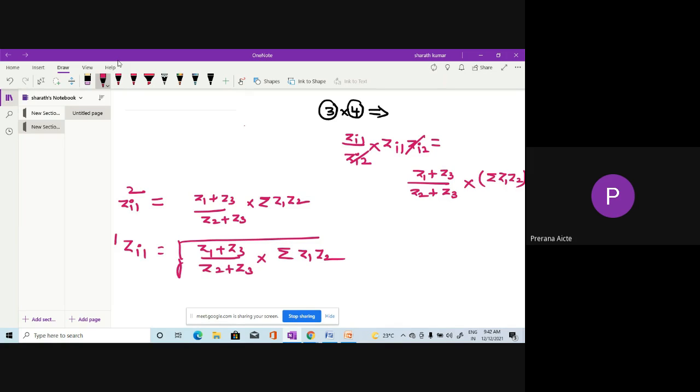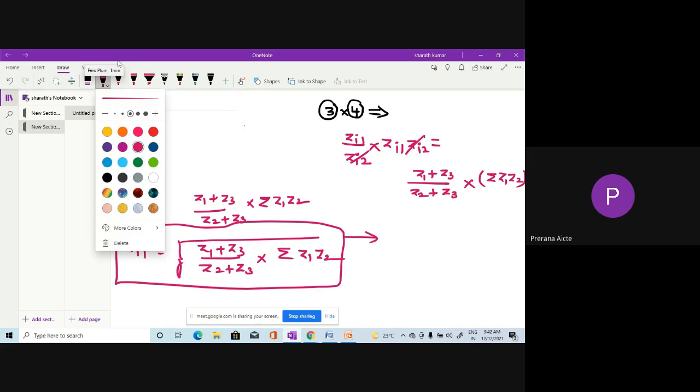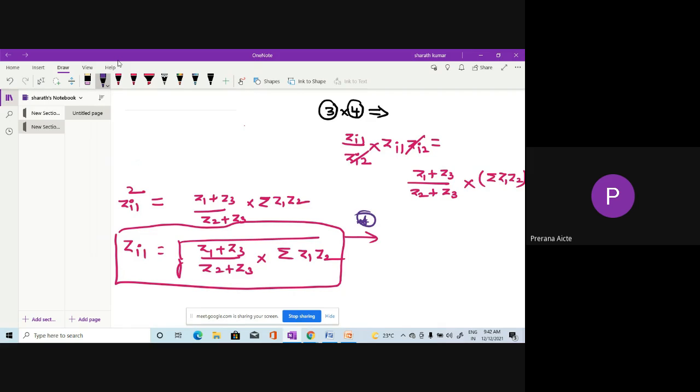Sir, where do we have values for Z1 Z3 in the given network? To find the image impedance of a two-port network at port 1, just go for this formula and substitute the values, and you will get the result. This is a very, very important image impedance concept, and a little awareness is required. So Zi1 is equal to the root of Z1 plus Z3 divided by Z2 plus Z3 into summation value. Now let's go to the next step of the image impedance concept. I hope you have this value with you right now.